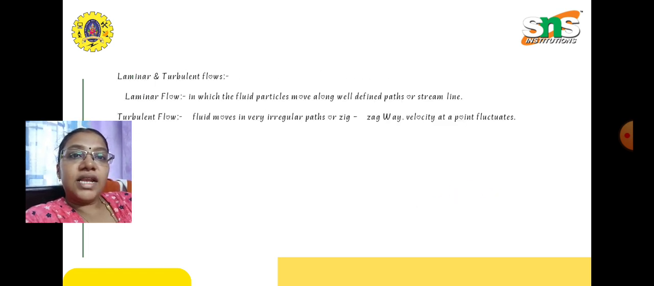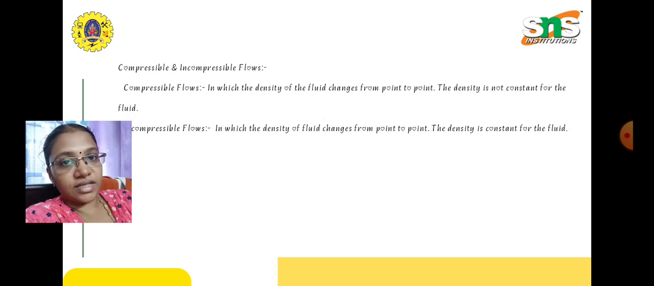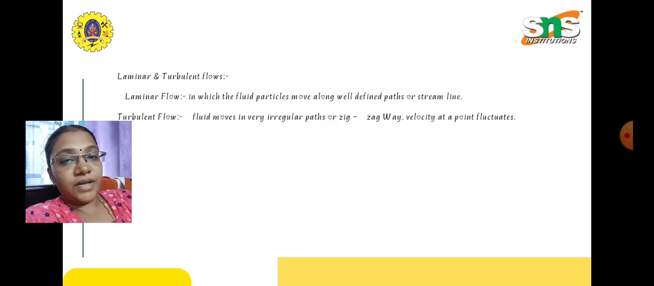So next are the types of fluid flows, the laminar and the turbulent flow. In laminar flow, the fluid particles move along a well-defined or streamlined path. We call it laminar flow. And turbulent flow is where the fluid moves in a very irregular path, maybe a zigzag flow, or a crooked one, and the velocity at a point fluctuates. That we call turbulent flow.